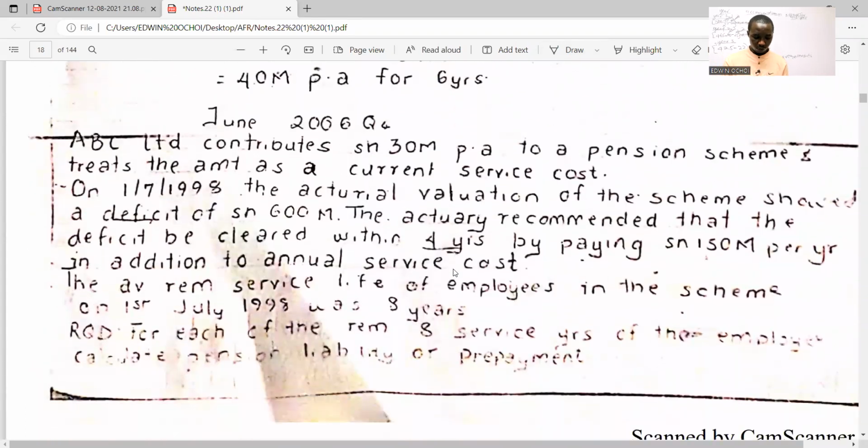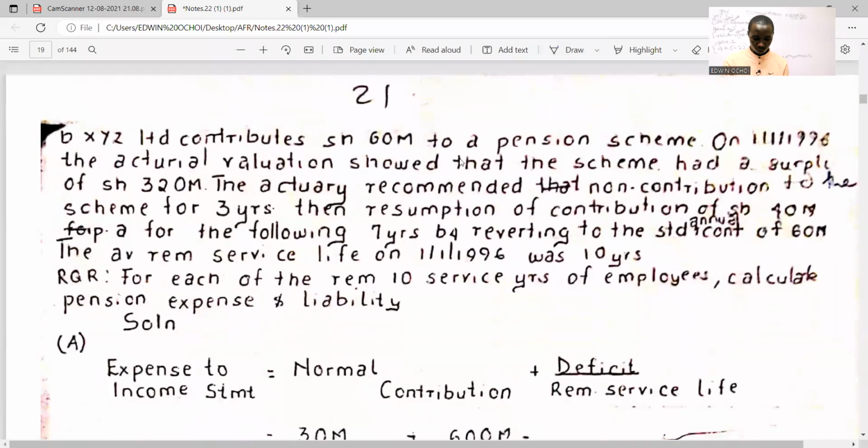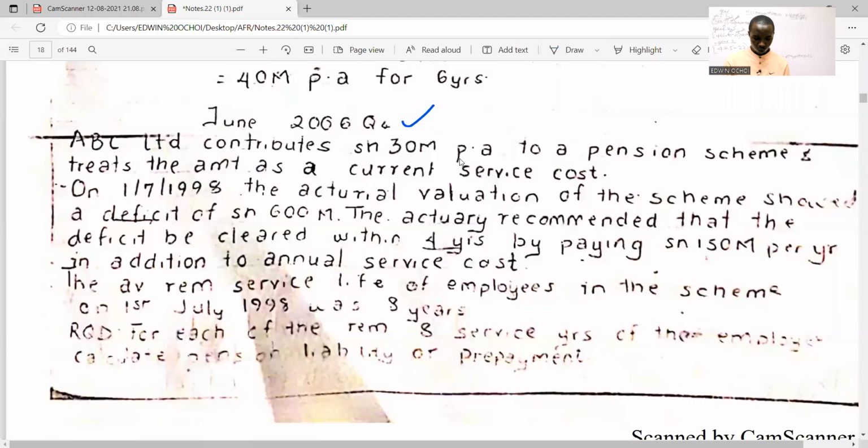So this is an illustration from June 2006. This is from some time back. You can never have this past paper. You will only use my questions from these notes. There are two illustrations here. One is for a deficit, another one is for a surplus. Those are from 2006. Once I'm done with this, that is when I will move to the current past papers. I will do a question for 2017. So let's start with this.